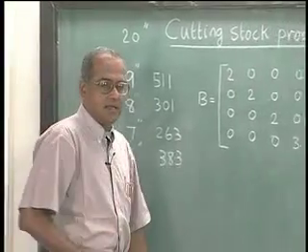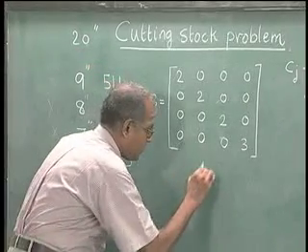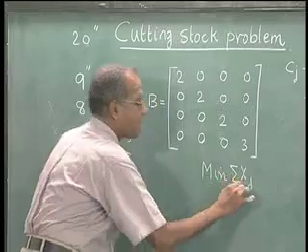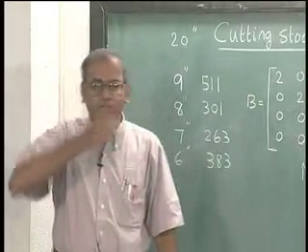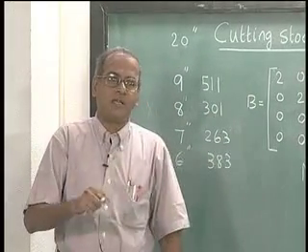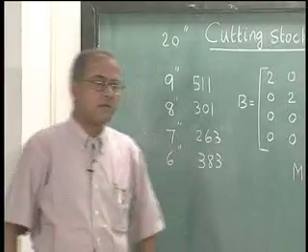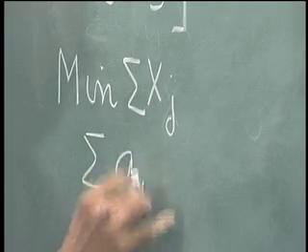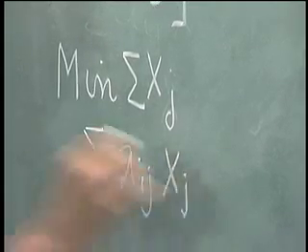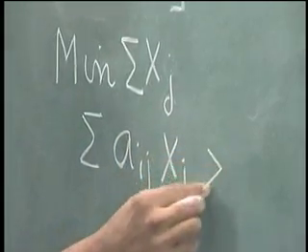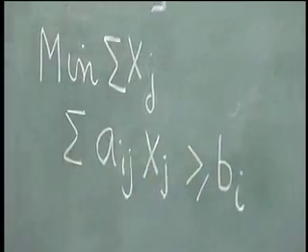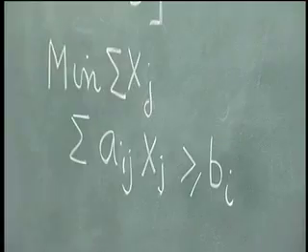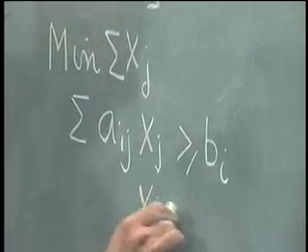We have already seen that the problem is to minimize sigma xj, where xj is the number of sheets cut using pattern j, subject to the constraint sigma aij xj is greater than or equal to bi, where bi is the requirement, and xj greater than or equal to 0.